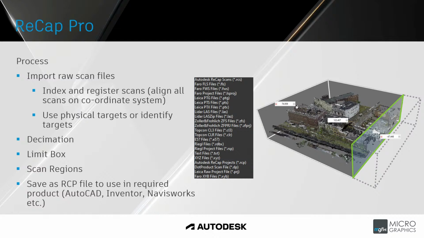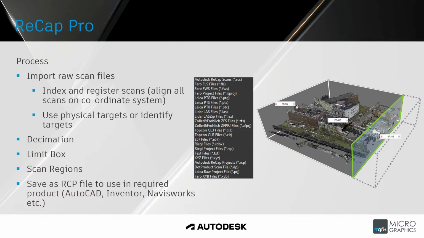Recap Pro also allows you to create scan regions. Scan regions allow you to essentially choose all the points that make up a building and then create a region that describes that building. So you can set the visibility for that region on so you can see the building, and then switch off the visibility for the other regions to hide them. So you can isolate a specific building or a selection of points that you created.